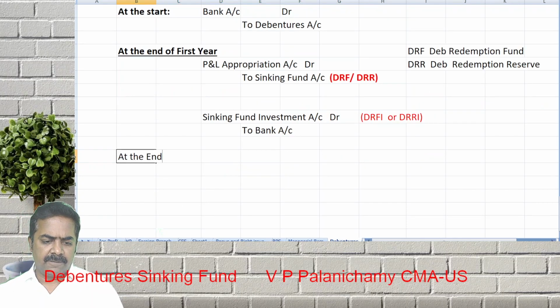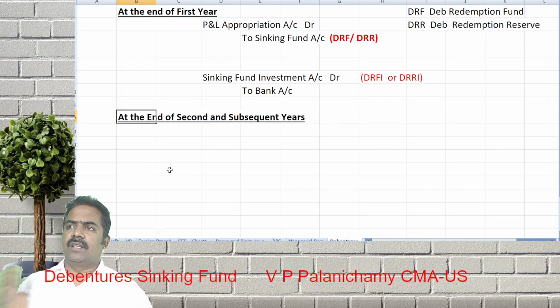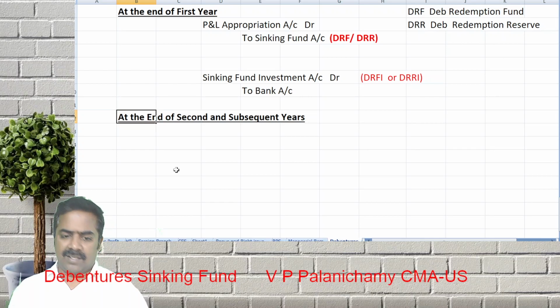At the end of the second and subsequent years. What do you mean by second and subsequent year? Second year, third year, fourth year and so on till the last year.